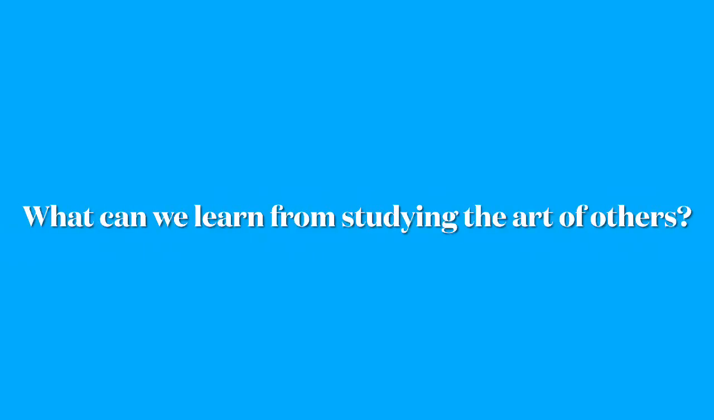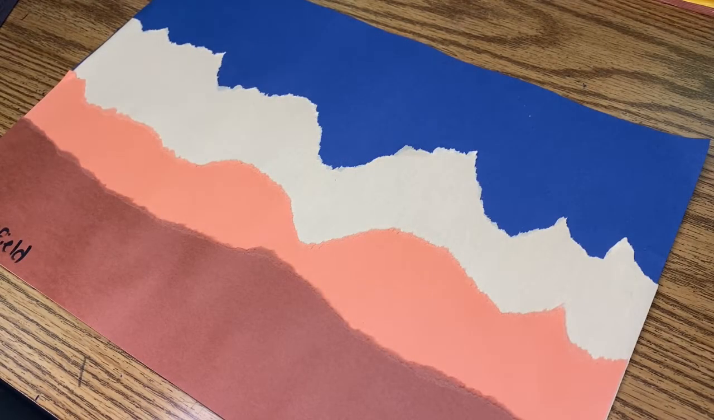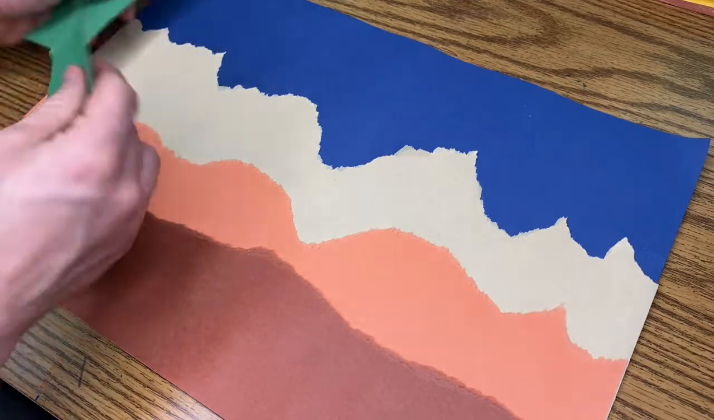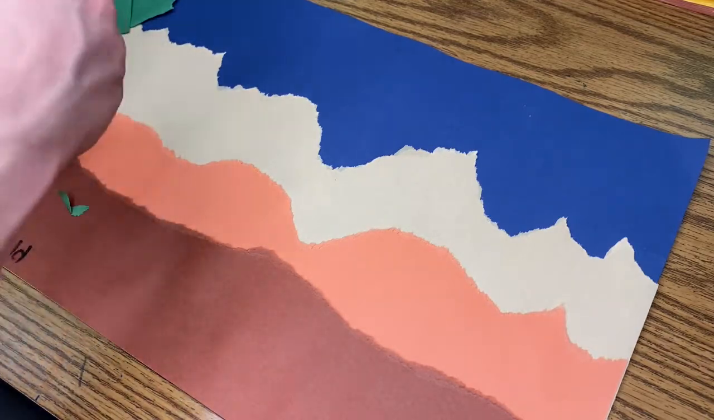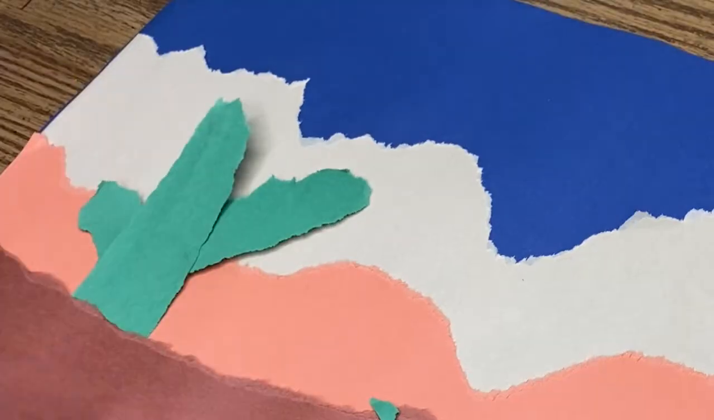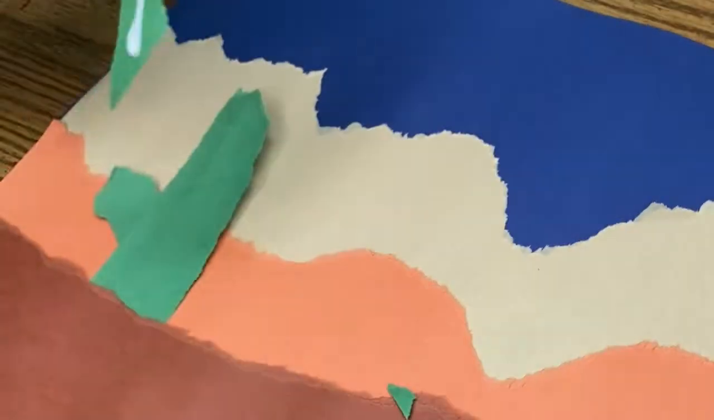Hi, second grade. Today's question is, what can we learn from studying the art of others? Last time, we took beige, orange, and brown paper and tore them on the edges. Now I want you to take the idea of construction. Maybe you can tear some of my scrap paper and make it into something. Can you guess what I'm gonna make? A cactus. And then today I want you to use the normal glue, not the stick glue.